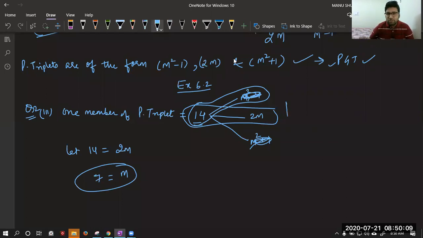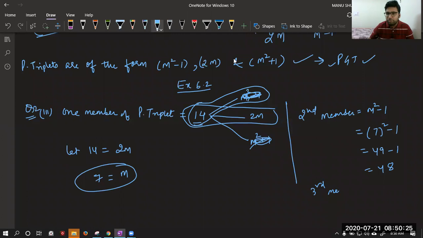So let's see. If m is 7, the second member will be given by m square minus 1, that is 7 square minus 1, that is 49 minus 1, 48. And the third member will be very easy, m square plus 1, which is 7 square plus 1. Answer is 50. So we have got the answer. The triplets are 14, 48 and 50. That's it. In these three, what is your hypotenuse?